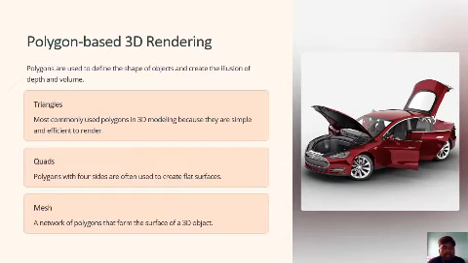The polygon-based 3D rendering. Polygons are used to define the shape of the object and create the illusion of depth and volume. For example, triangles are the most commonly used polygon in 3D modeling because they are simple and efficient to render. Quads, polygons with four sides, are often used to create flat surfaces. Meshes use a network of polygons that forms the surface of 3D objects.